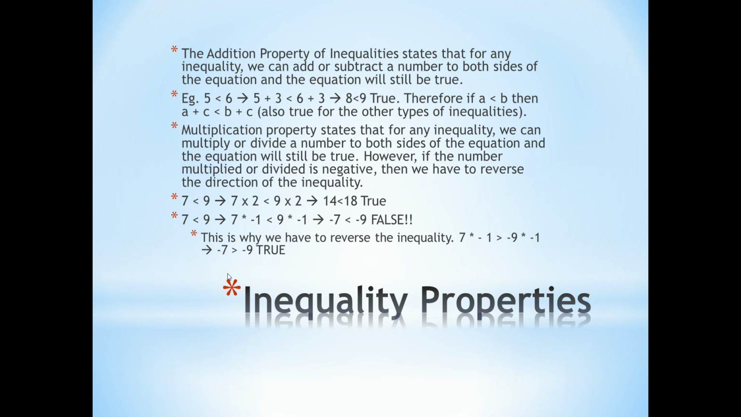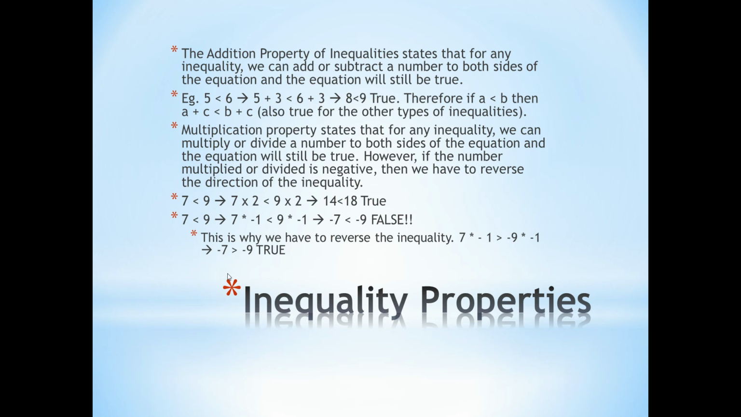So the multiplication property states that for any inequality, we can multiply or divide a number to both sides of the equation, and the equation will still be true. However, if the number multiplied or divided is negative, then we have to reverse the direction of the inequality sign. Let's take this first example. 7 is less than 9.